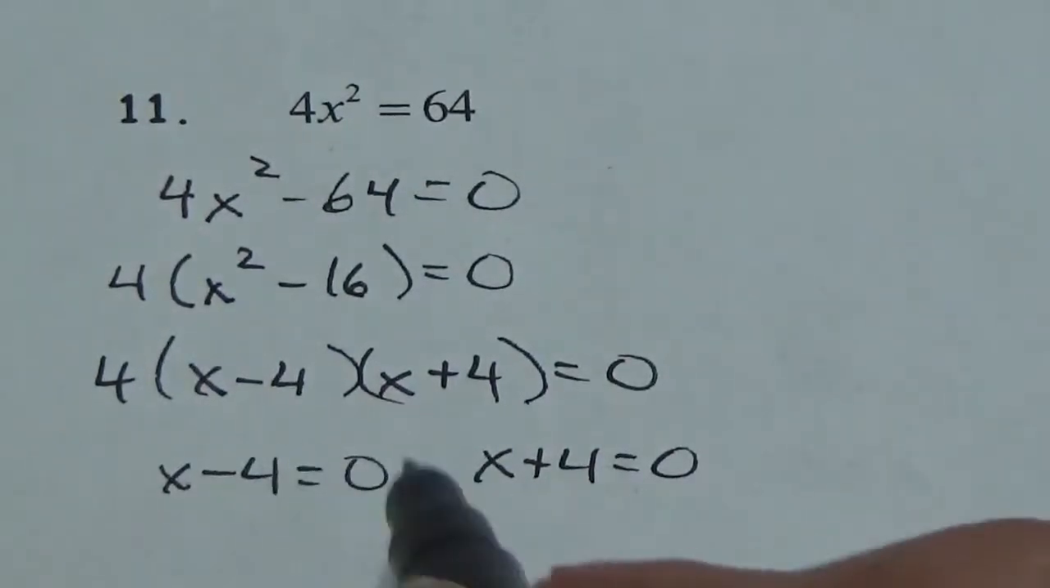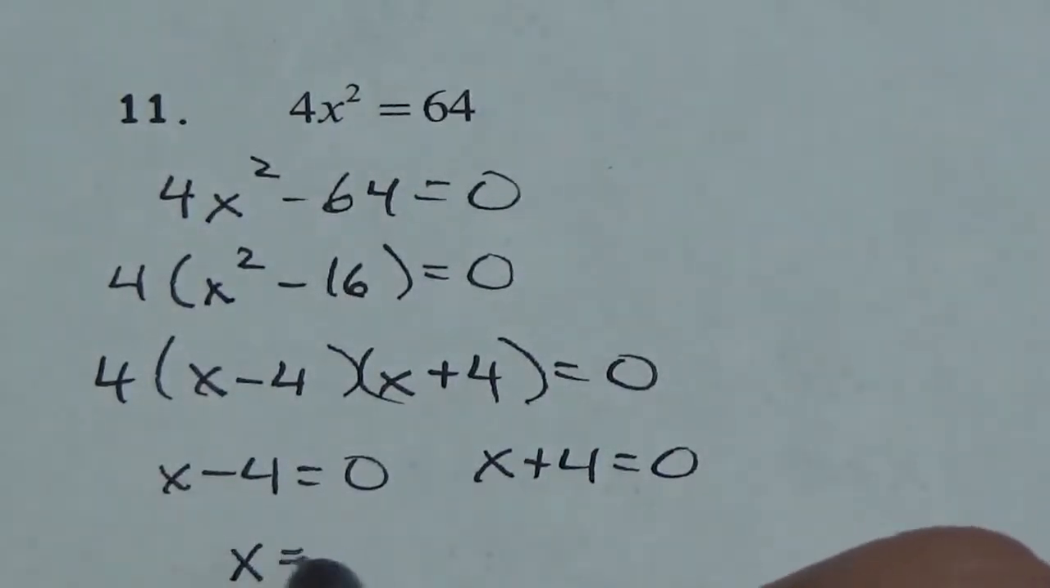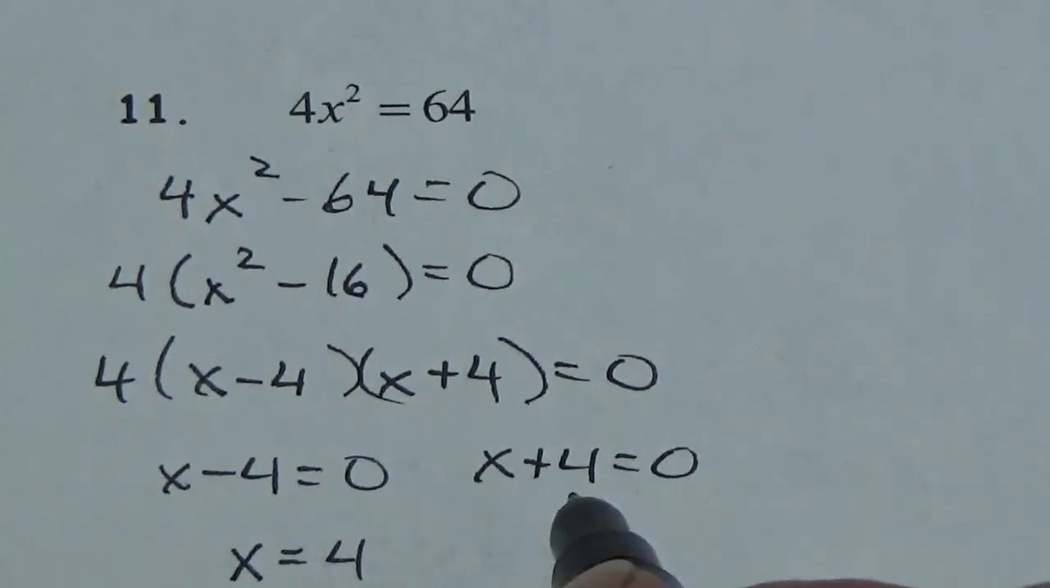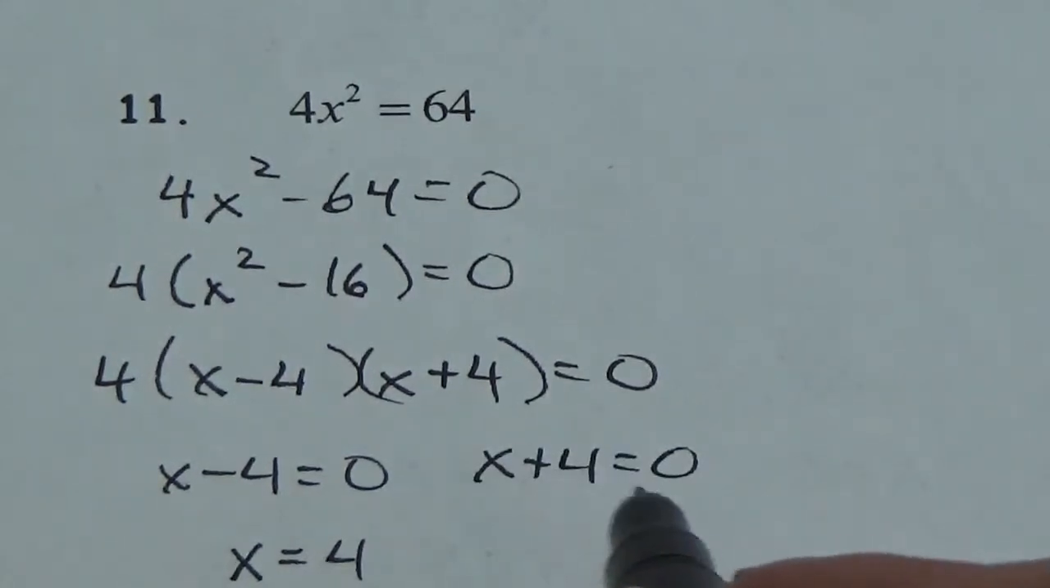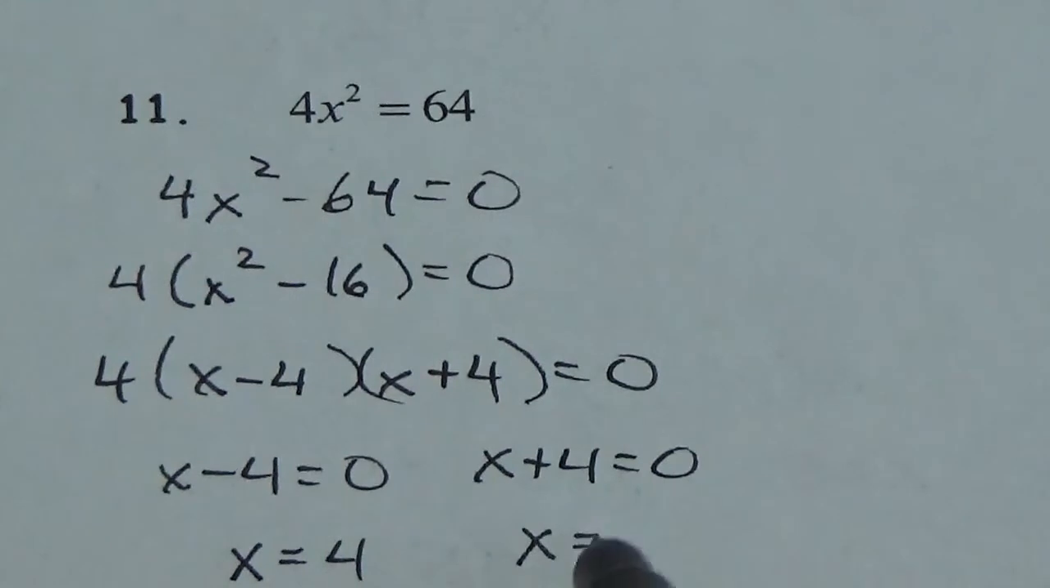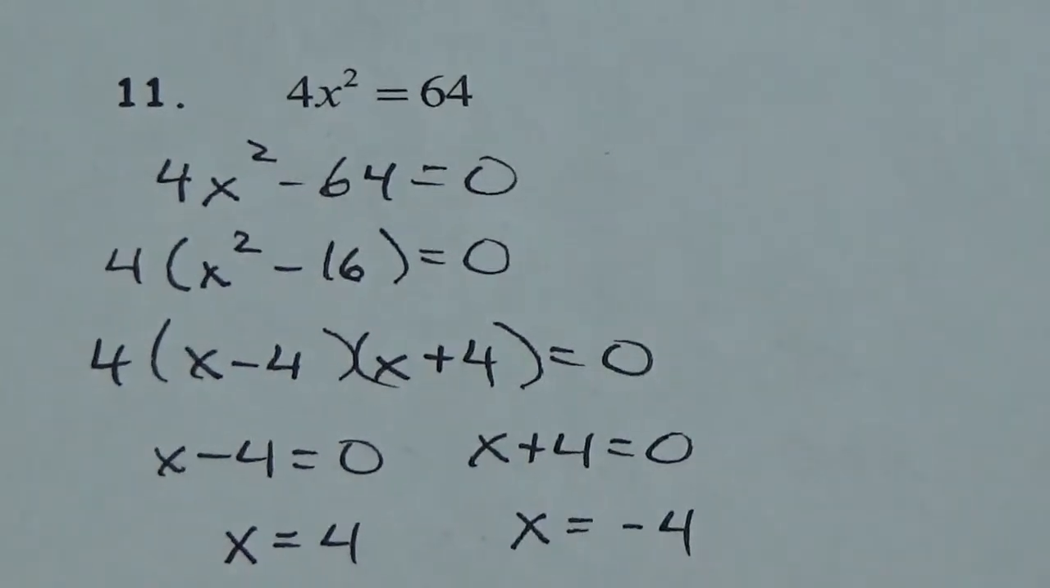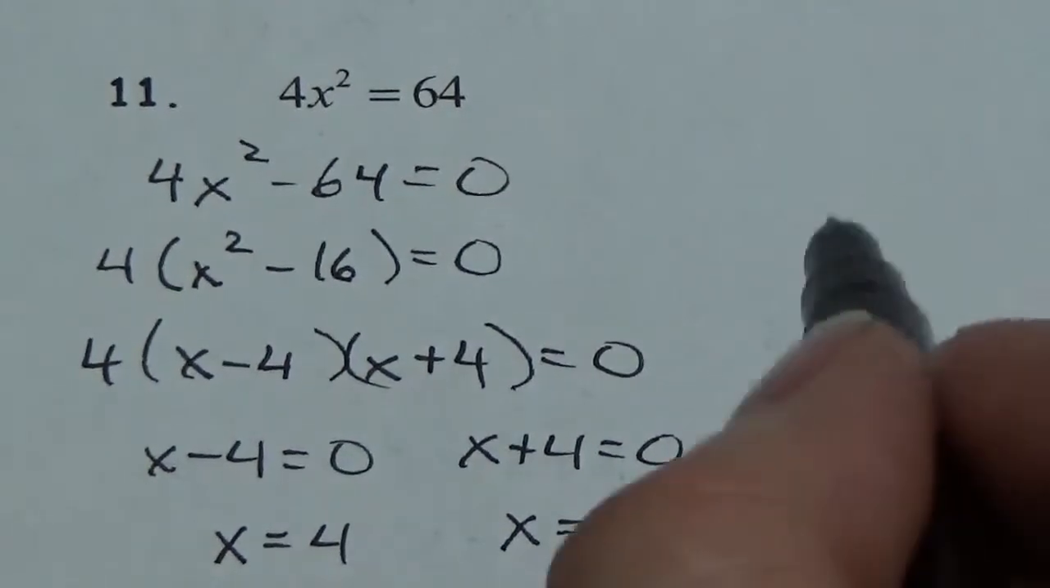If it's x minus 4, then I can bring the 4 over, and I get x could be positive 4. If it's the x plus 4 that's going to 0, then that means, bring the 4 over, I'm going to get x equals negative 4. And those are my two possible solutions here.